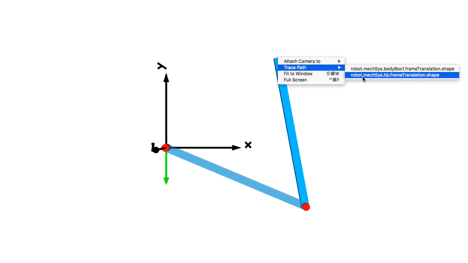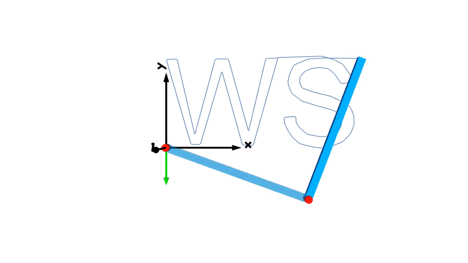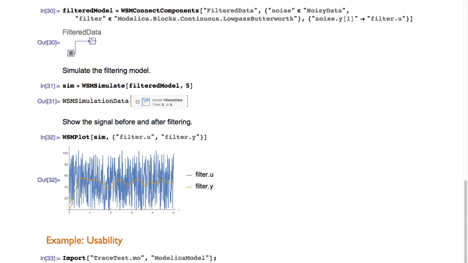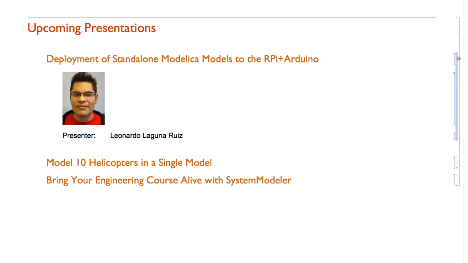So with that, it's time to wrap up this presentation, and I'll do that by giving you a quick overview of the upcoming presentations in this virtual conference. First we'll have a deployment of standalone Mathematica models to the Raspberry Pi and Arduino, and that will be presented by Leonardo Laguna. And then we will continue with how to model 10 helicopters in a single model. This deals with configurable models basically, and the presenter in this case will be Marcus Dahl. Finally, Johan Rodin will wrap up the session with Bring Your Engineering Course Alive with SystemModeler.